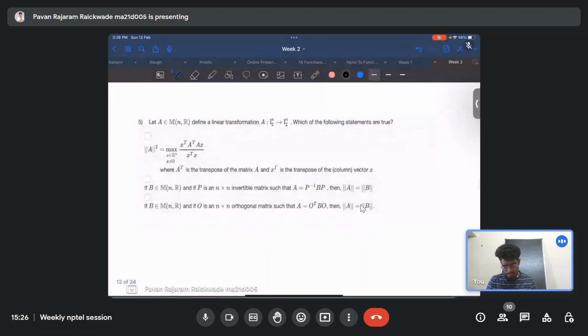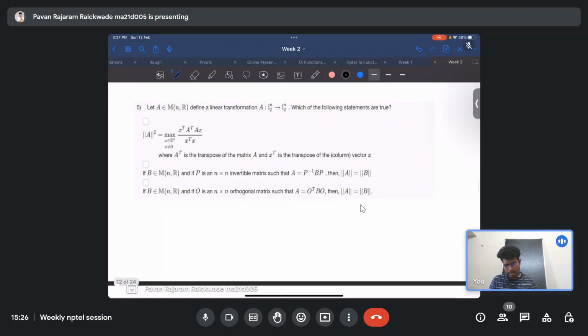Okay, we'll go to question number 5. A belongs to Mn over R. Define the linear transformation A from Rn with 2 norm to Rn with 2 norm. Which of the following are true? What do you know about norm A? It is the supremum of norm Ax 2 such that norm x equals 1, right?